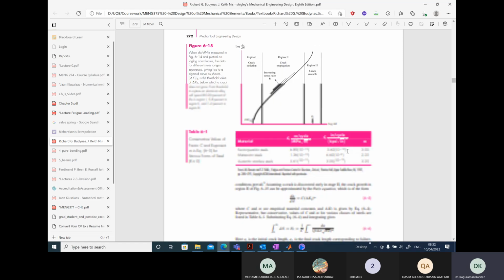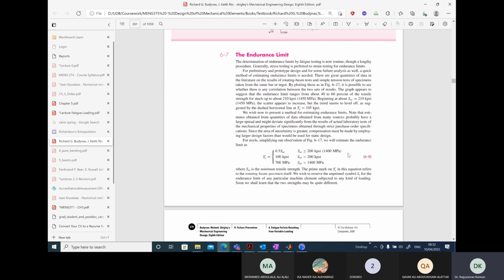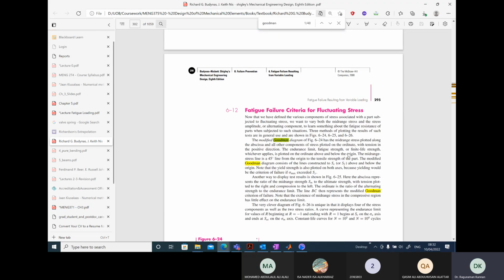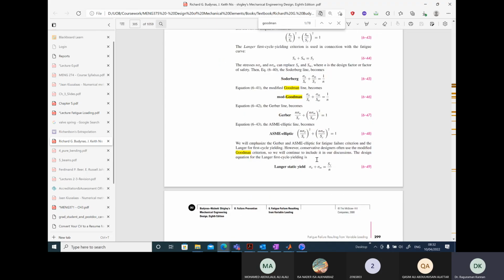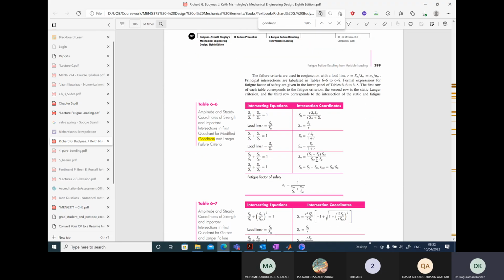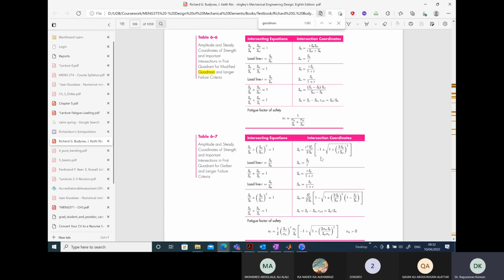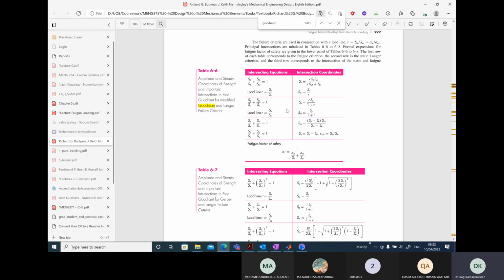I'm going to go to the table showing the Goodman criteria. Okay, so we have it here. The first one is the Goodman criteria. So how do we use this table?